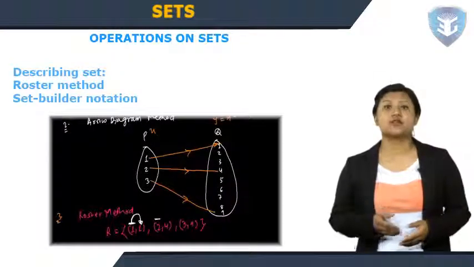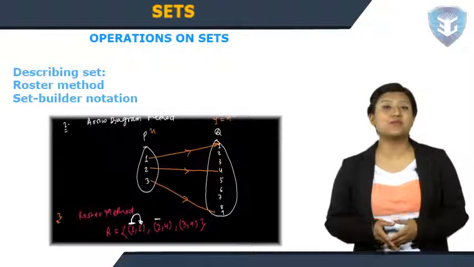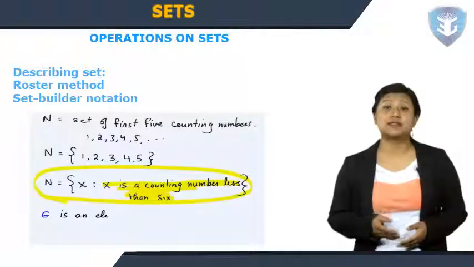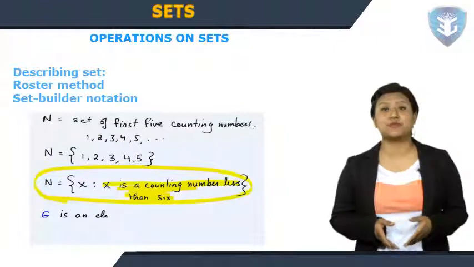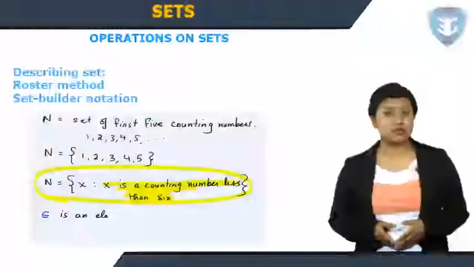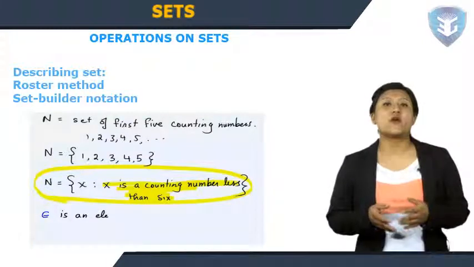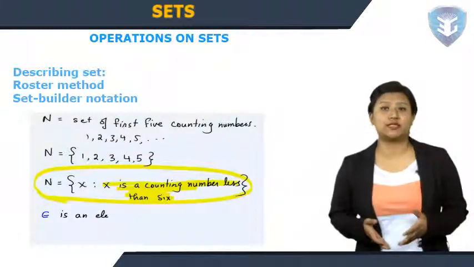Describing a set. Roster method. The roster method simply lists all the elements in the set. Set builder notation. The second method of describing a set is set builder notation, where a set is described using the following format: A equals the set of x such that x is an even integer which is greater than 0.